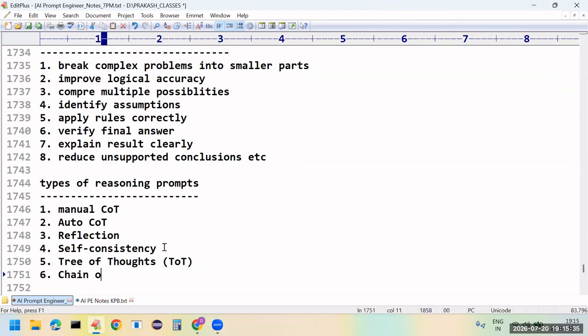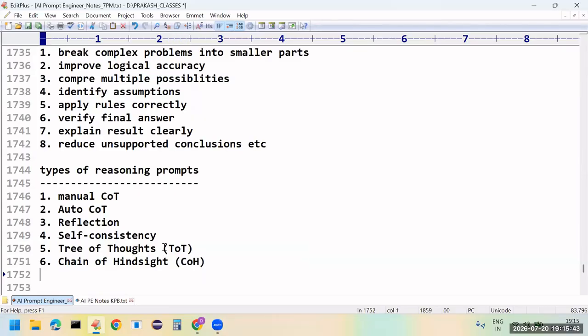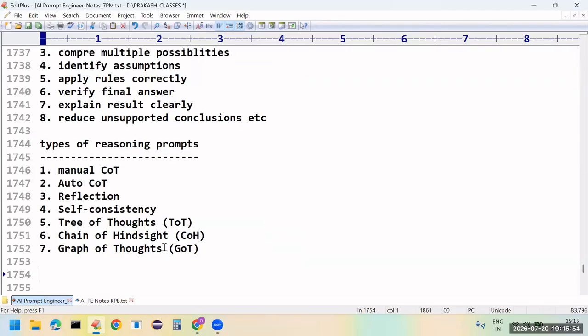Next we have chain of hindsight, like CoH prompting. Next we have graph of thoughts, GoT. These are the popular 7 reasoning prompts we have. Of course, there are some 30 to 40 reasoning prompts, but most commonly we will use these 7. So today we are going to start with manual CoT. Then one by one we will discuss.